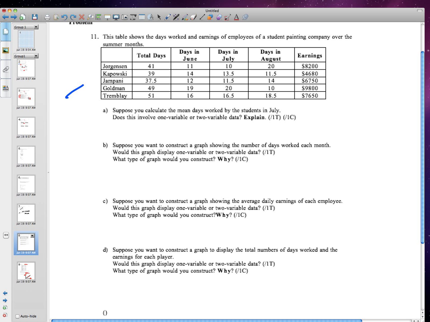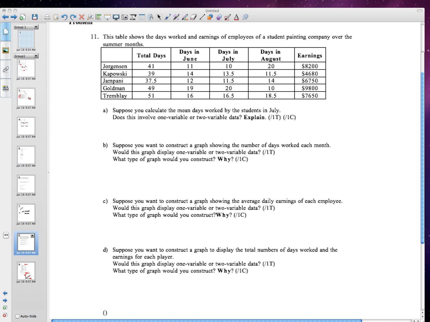Question 11, we've given you a chart. I asked you several questions about this chart. Question A says, suppose you calculate the mean days worked by students in July. Does this involve one variable or two variable data? The mean is the average, so this would be the average days worked by students in July.